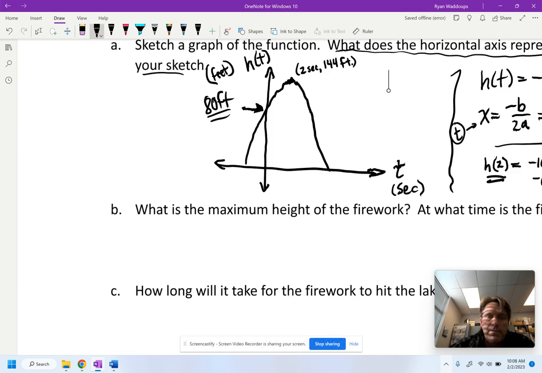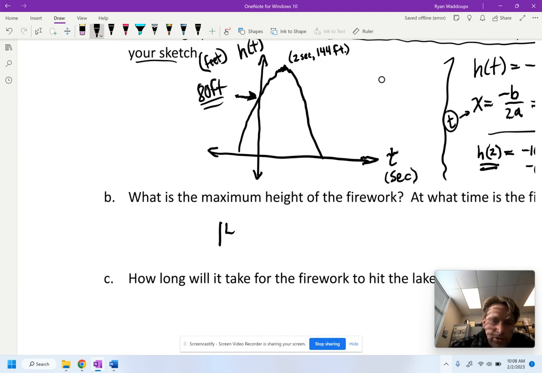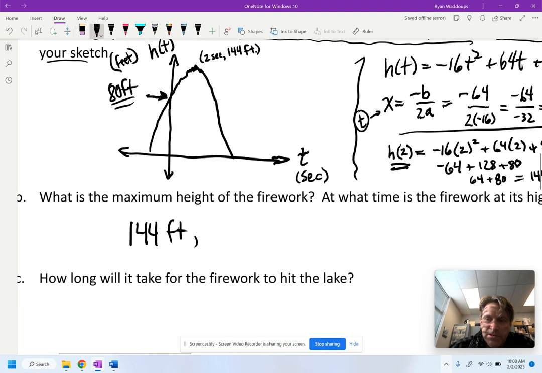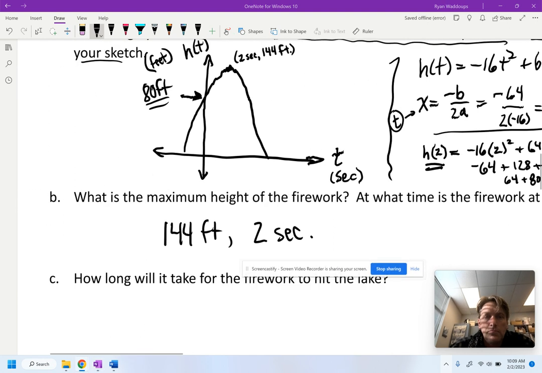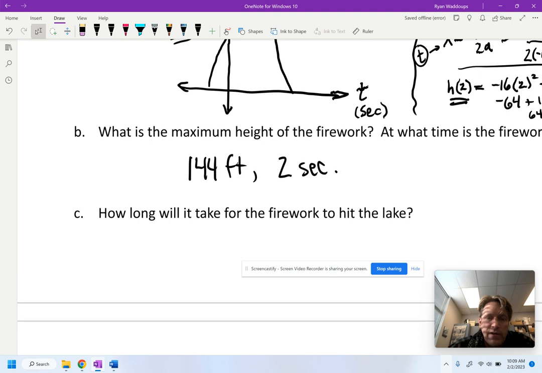All right, so what is the maximum height of the firework? 144 feet. And at what time is the firework at its highest point? At 2 seconds. All right, how long will it take for the firework to hit the lake?